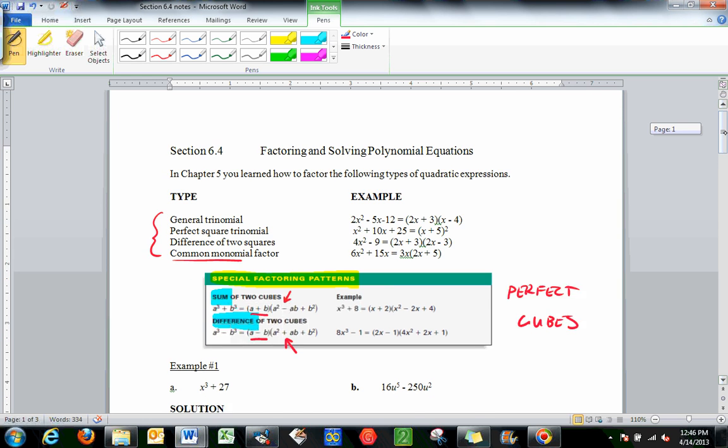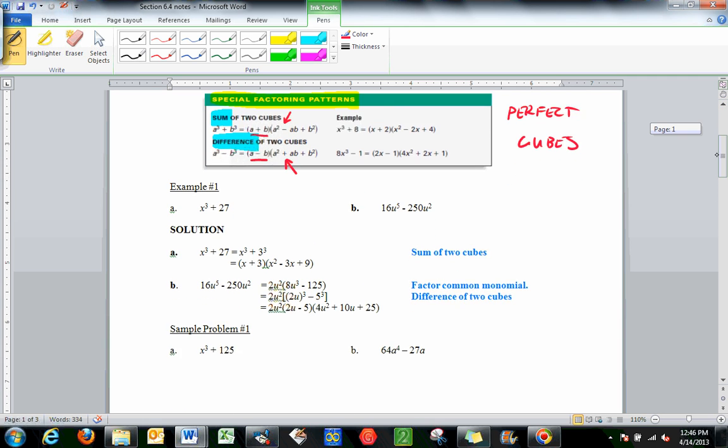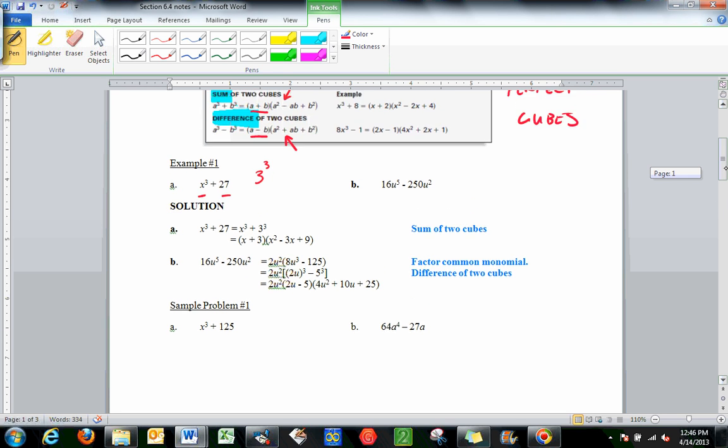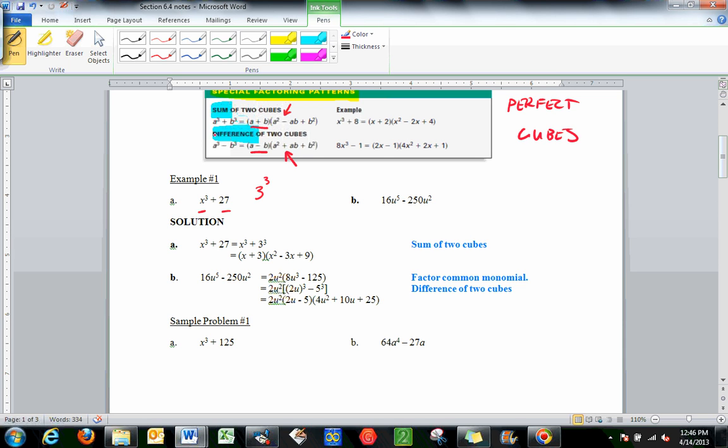So let's take a look at a couple samples here. If we look at example number 1, part A, we have x to the third, which is a perfect cube, and we have 27, which we know is 3 to the third power. So we know 27 is also a perfect cube. Now, when we go to factor this, we need to keep our pattern in mind. I'll bring that back into the picture. So we have a cubed plus b cubed, and we can rewrite that in this form.